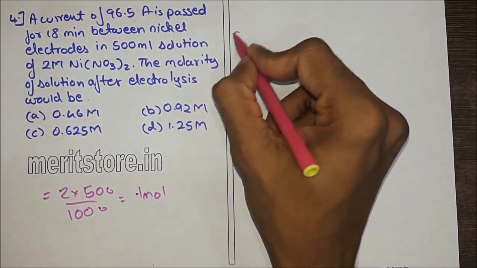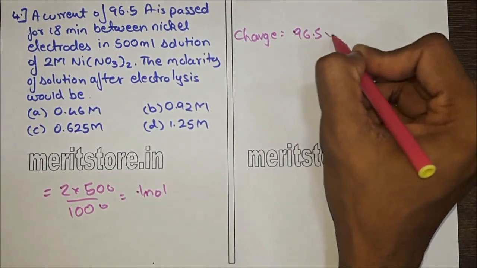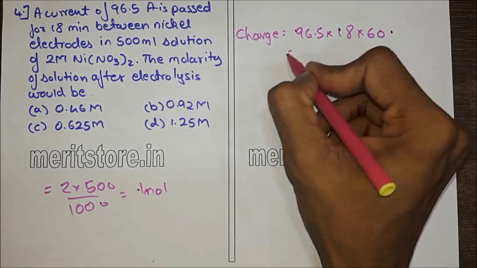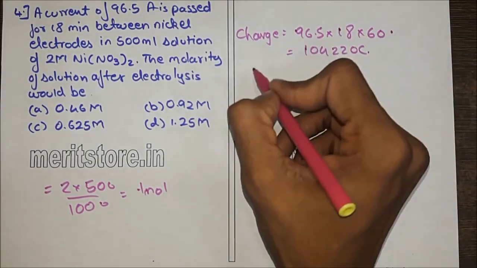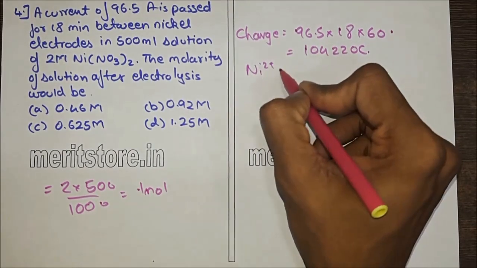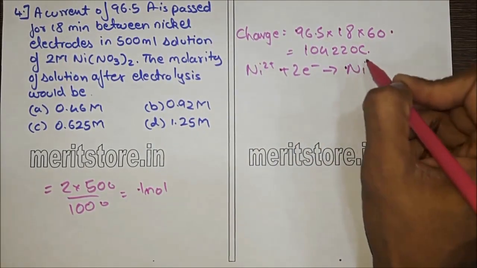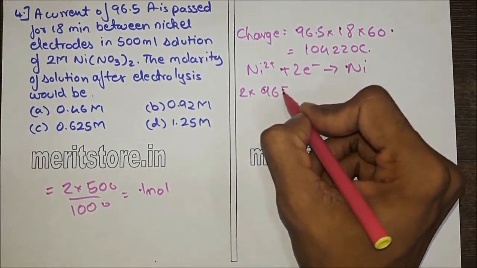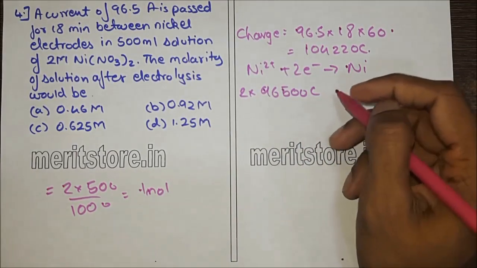So charge is equal to 96.5 into 18 into 60, which is equal to 104,220 coulombs. Nickel 2+ takes 2 electrons, giving nickel. So 2 into 96,500 C deposits 1 mole of nickel.